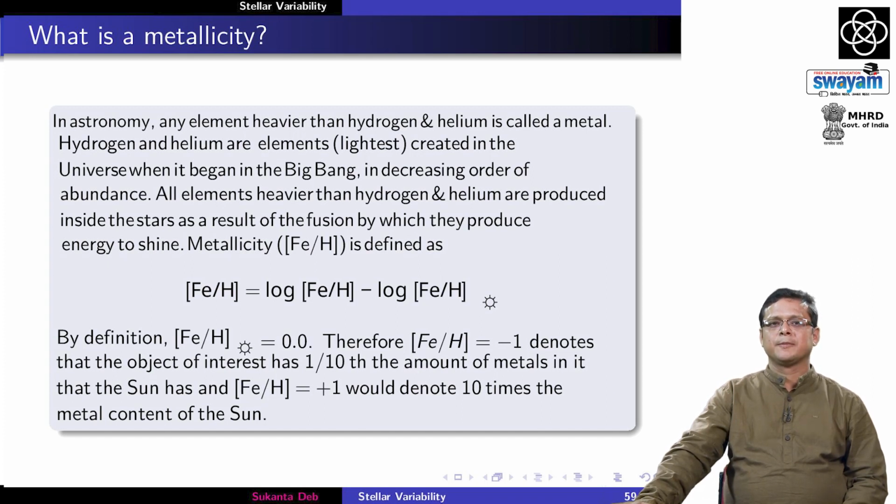Metallicity is defined in the log scale as [Fe/H] equals log of (Fe/H) of the star minus log of (Fe/H) of the sun. By definition, [Fe/H] of the sun is equal to 0. Therefore, [Fe/H] equal to minus 1 denotes that the object of interest has 1/10 the amount of metals in it than the sun has, and [Fe/H] equal to 1 would denote 10 times the metal content of the sun.